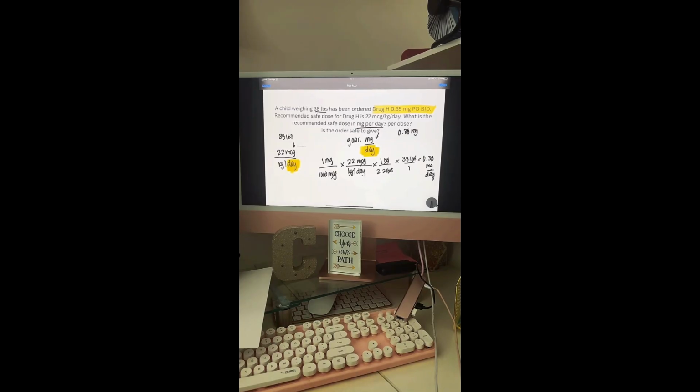0.38 milligrams per day. Then it asks us to find milligrams per dose. So let's do the milligrams per dose. I guess I'll just leave it and I'll write it under. No, because I don't have enough room.